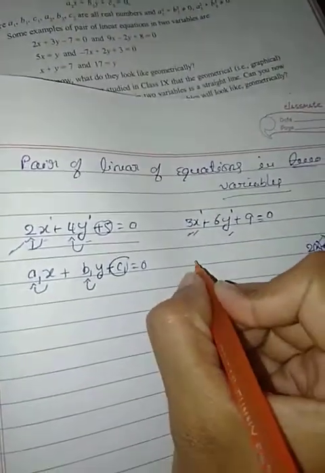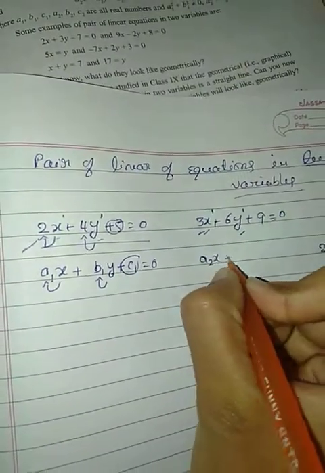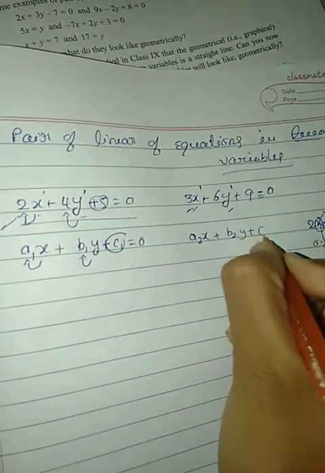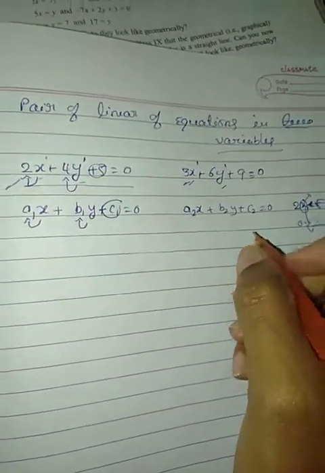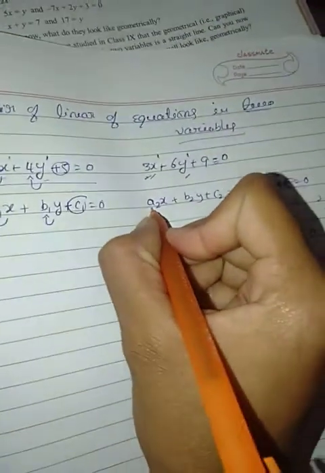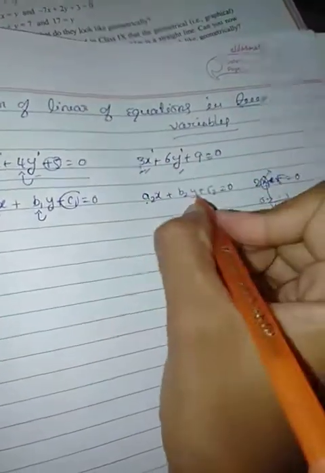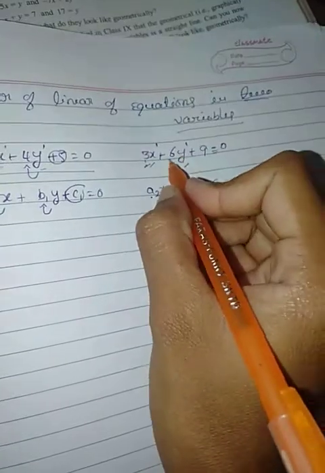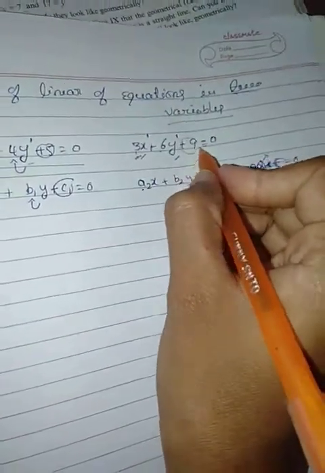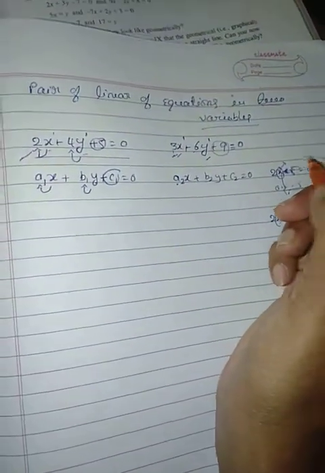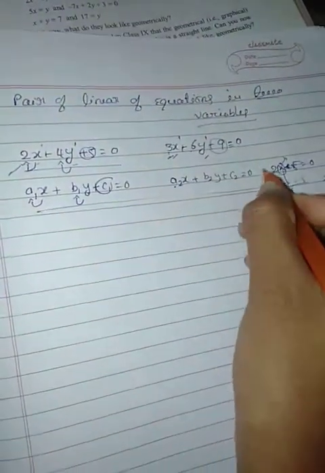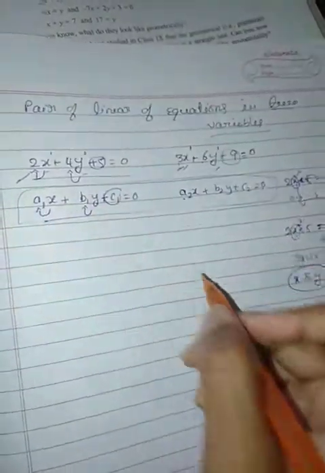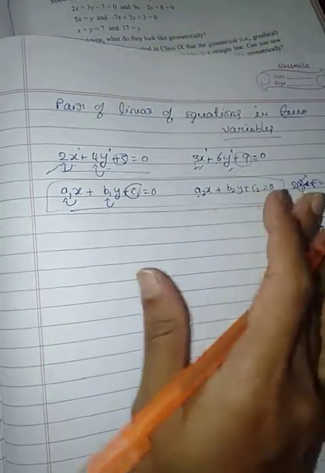And this equation can be written as a2x plus b2y plus c2 is equal to 0. Here the x coefficient is a2, here 3. Here the y coefficient is b2, here 6. Here c2 is plus 9. So these are the standard form of a pair of linear equations in two variables. It should be remembered.